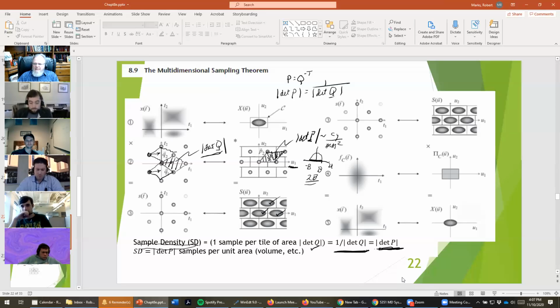Okay, any questions on this? The big takeaway here is that the sampling rate is equal to the determinant of P. I'm sorry, not the sampling rate, it's the sampling density. It is how many samples you have to take per millimeter squared, but more generically we can say the samples per unit area.